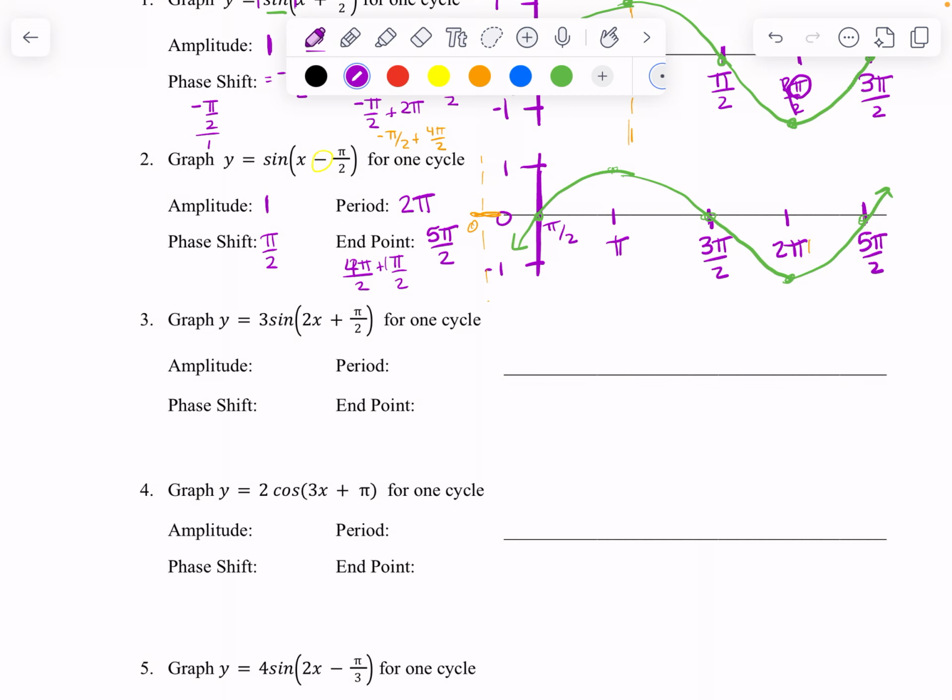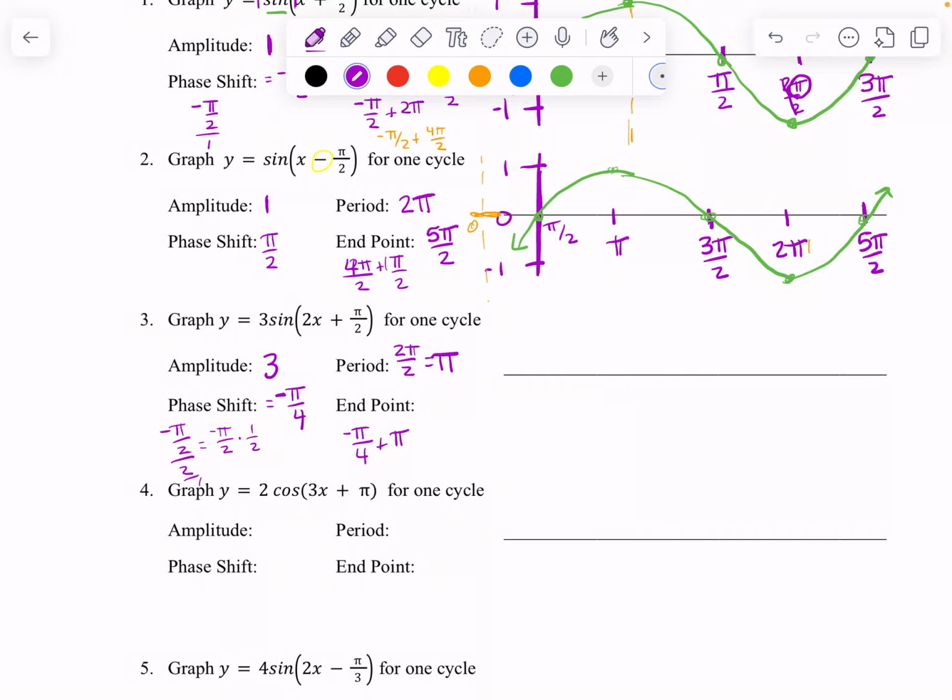Amplitude is 3. Period, 2 pi over 2, so pi. Phase shift, negative c over b, so negative 1 pi over 2 times 1/2. So negative pi over 4. Notice if it's a positive, then our phase shift should be negative. All right, negative pi over 4 plus pi.